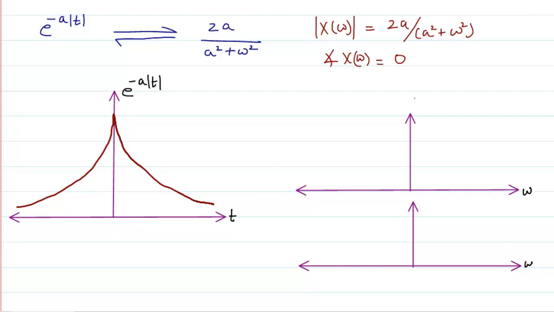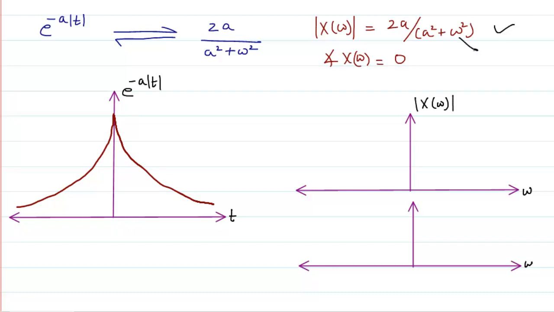And for the magnitude as well as the phase angle, the magnitude of X of omega, if you would draw this, you will find that you can put omega equal to 0 here, then you will get 2 by a as the maximum value, and then as the value of omega increases, this value will keep on decreasing. The maximum value will be at omega equal to 0.